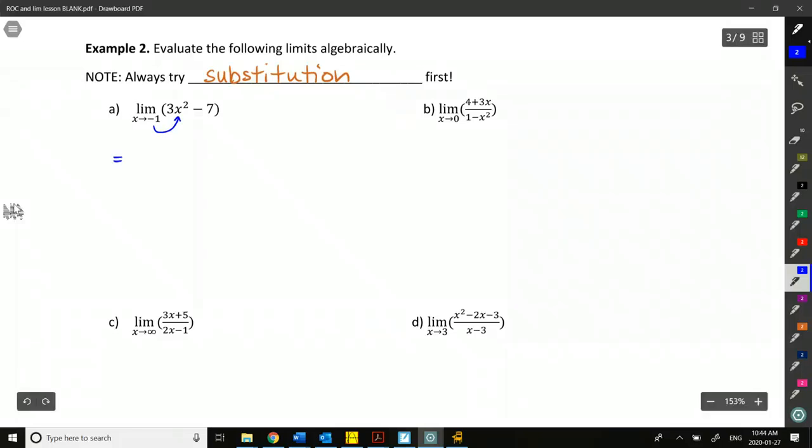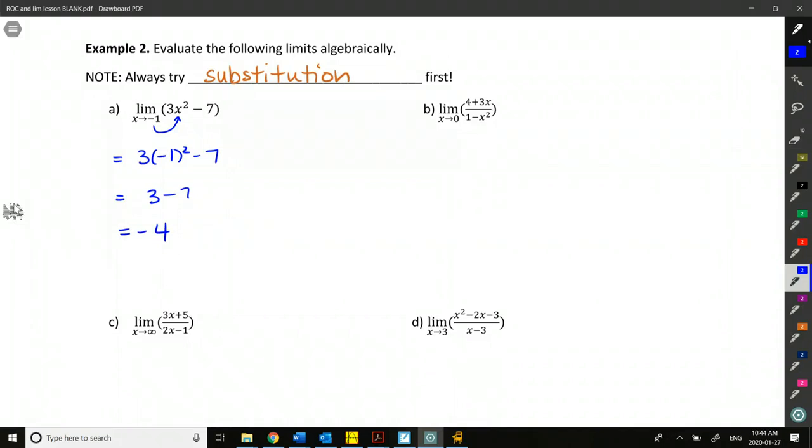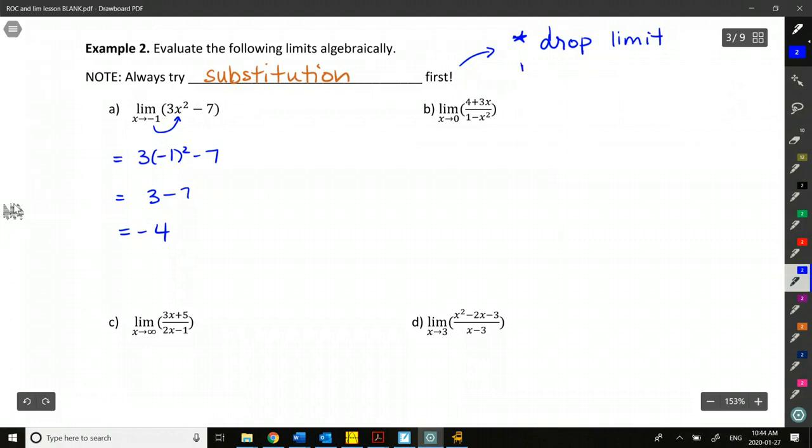When you plug in -1 for x, you drop the limit notation. As soon as I plug that in, I don't need the limit anymore. We'll just get 3 minus 7, which gives us -4. Is this a normal number? Does it make sense? -4, it's fine. So substitution works in this case. I'm going to make a little note: you drop the limit notation when you sub in.